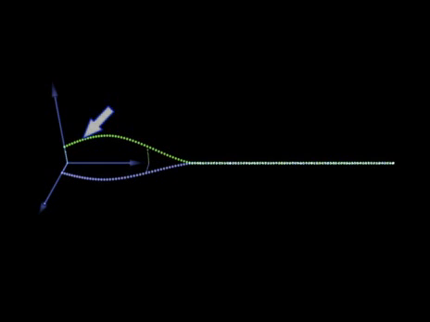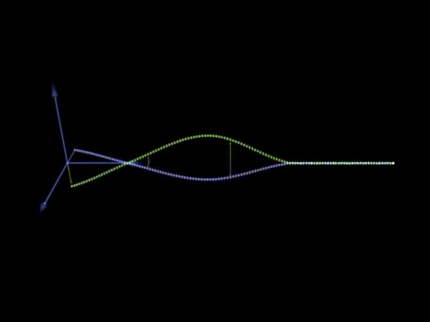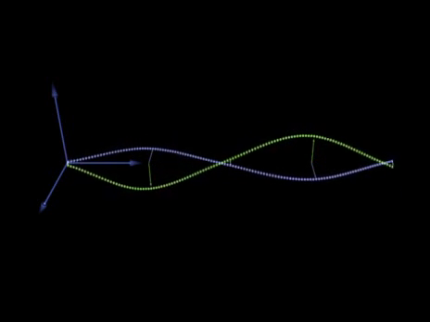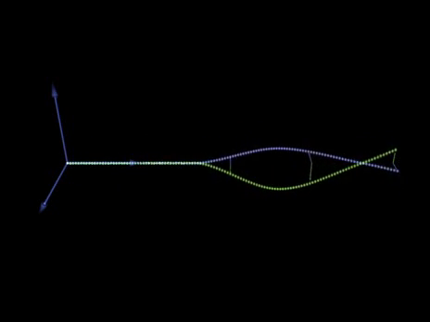And then as a wave of light goes by, the two of them actually oscillate together. And there you can see the electric field vibrating in this plane and the magnetic field vibrating like that. So that's what light is. It's a dual vibration of electricity and magnetism. That was Maxwell's great discovery.